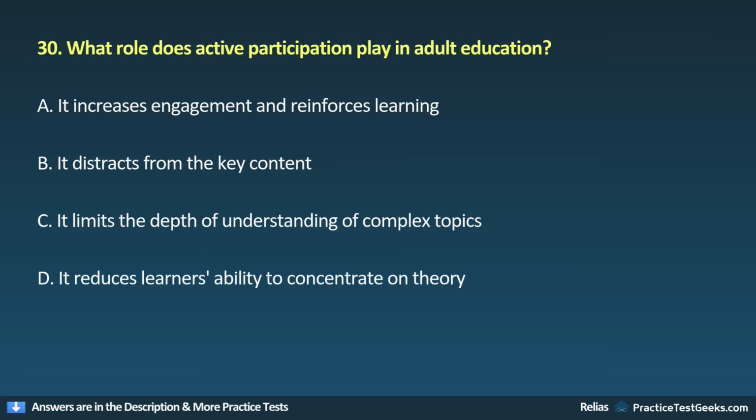30. What role does active participation play in adult education? A. It increases engagement and reinforces learning. B. It distracts from the key content. C. It limits the depth of understanding of complex topics. D. It reduces learners' ability to concentrate on theory.